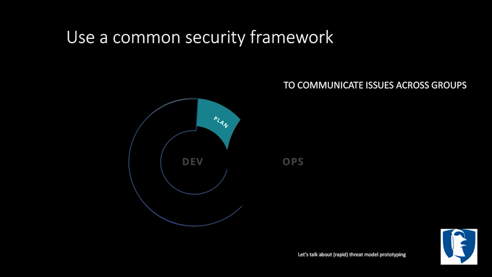Step number 1. Communication across groups: we want to use a common security framework. Can someone yell out a common security framework that they use at work? NIST. NIST. Okay, that's a good one. Anyone else? CIS. Oh, CIS. Okay, good. All right, not you, but who else? You got 2 points. Anyone else?